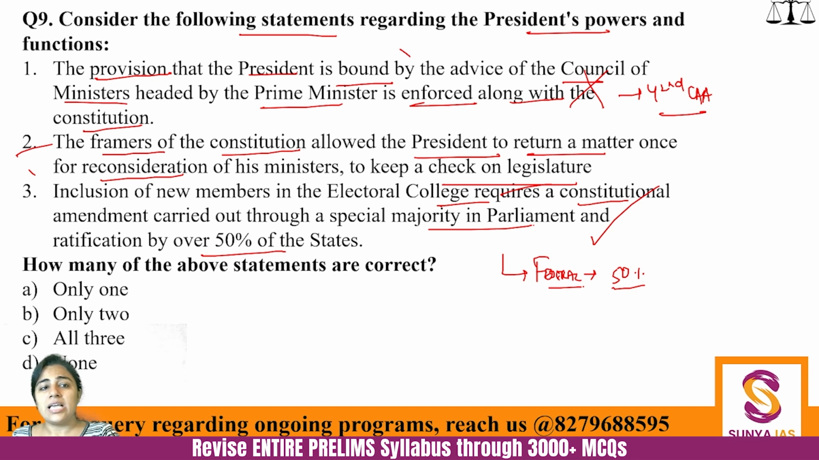And did the framers of the constitution allow the president to return a matter once? No. Earlier, the president could return a matter anytime, any number of times. Okay, it was not clear. So the 44th constitutional amendment actually made this provision. So even the second one is incorrect. So here only one statement is correct. I hope you have written this down.